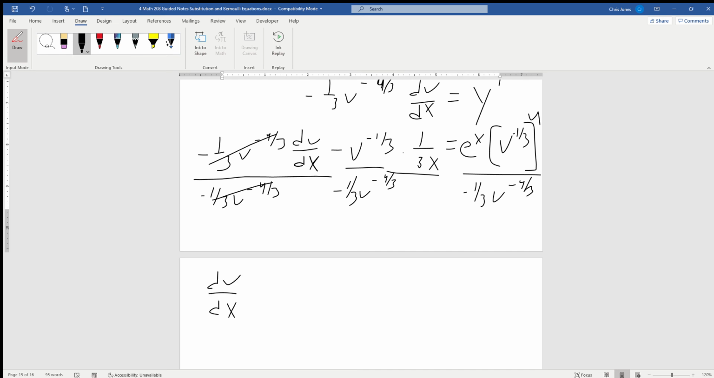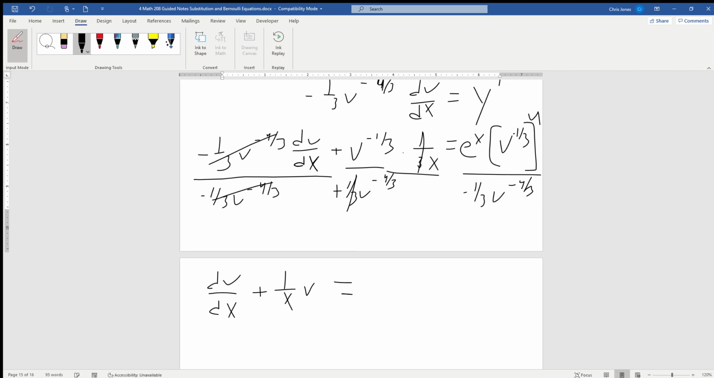We have a negative and a negative, which becomes a positive. This is just going to become v, and then we have a 1 over x, so this is going to become plus 1 over x times v, I believe. All right, because we have a 1/3 divided by 1/3. We still have an x in the denominator. That doesn't go away. And then we have negative 1/3 plus 4/3, which becomes 3/3 or 1.